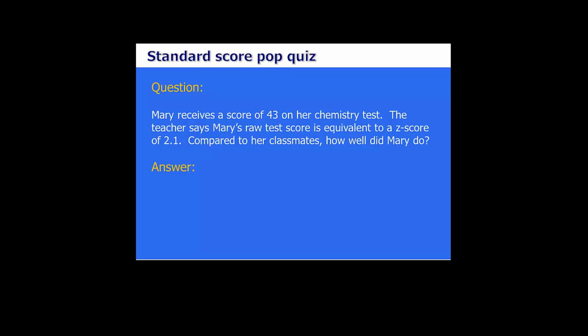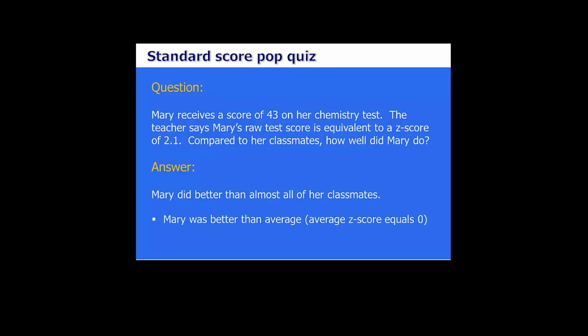The answer is, Mary did very well, better in fact than almost all of her classmates. Here's how you know. An average test score would be equivalent to a Z-score of 0. Mary's score of 2.1 is greater than 0, so Mary did better than average. In fact, her test score was 2.1 standard deviations better than the average test score.